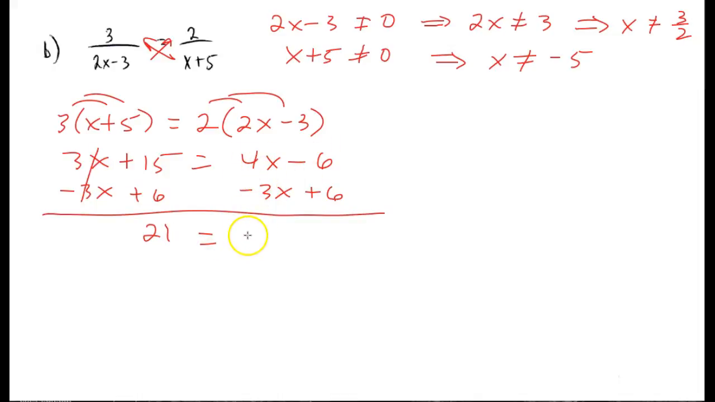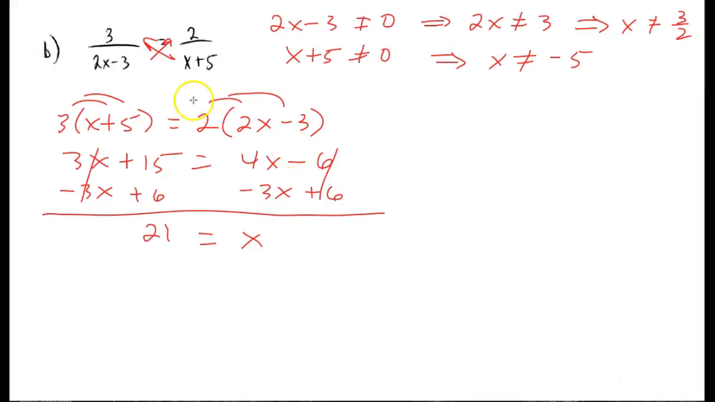4x minus 3x is just 1x, and that cancels to 0. So we see our answer is just x is equal to 21. And of course, 21 does not match -5 or 3/2, so we are good to go. Okay, so that's one way that we could do this particular example here.